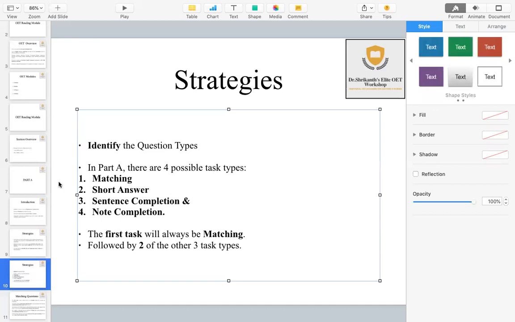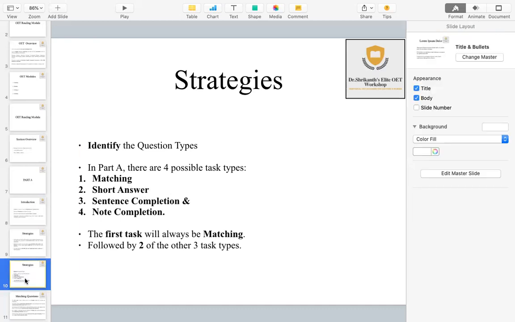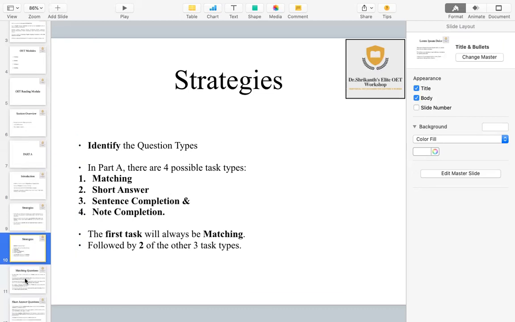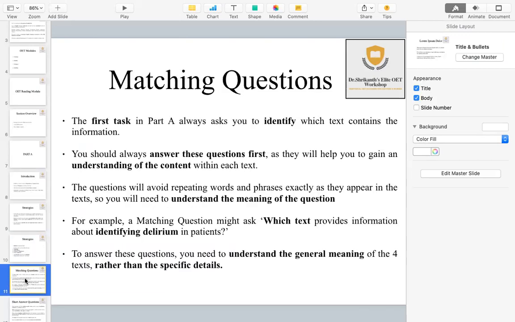So matching is always compulsory. It will be the very first question type that you can expect. And then you will have either short answer question types, or note completion, or sentence completion question types. All right, so in total, three different question types. Since matching question types are a mandatory aspect of this part A reading, we really have to approach matching question types with utmost importance.